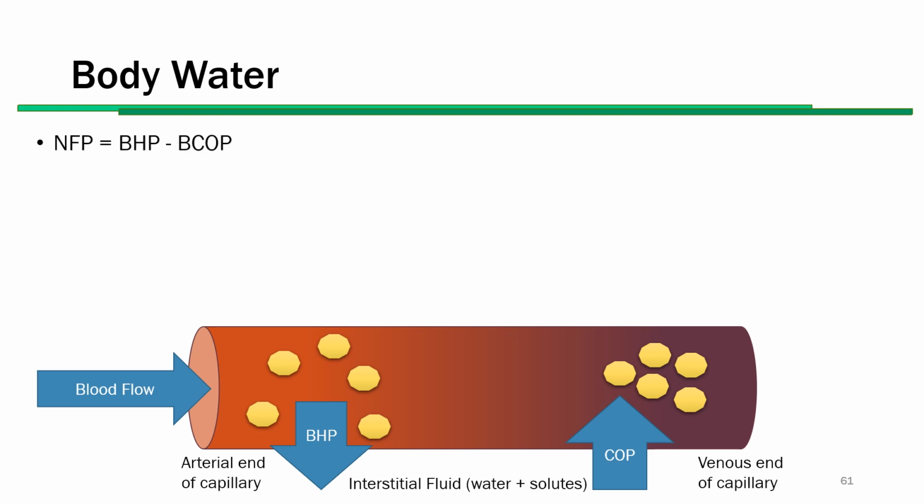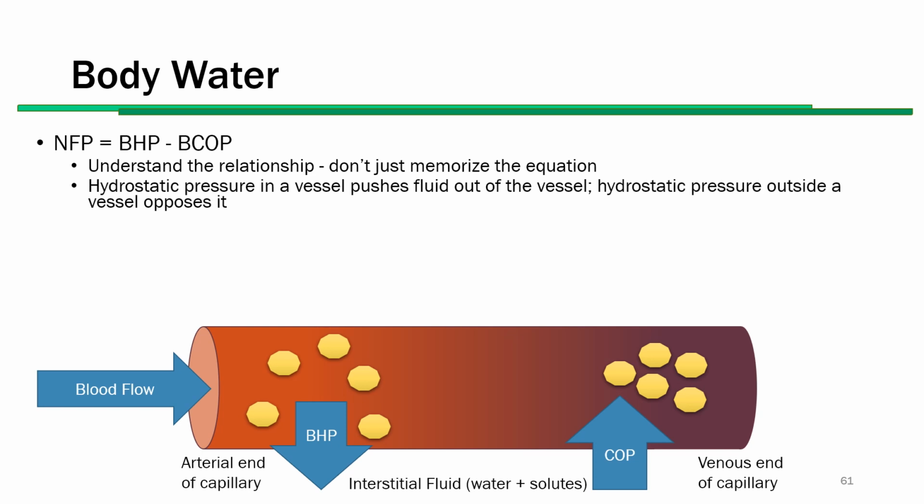So the net filtration pressure is a balance between our blood hydrostatic pressure and our blood colloid osmotic pressure. Understand the relationship between these. Don't just memorize the equation, because to understand the kidney later on, and part of the cardiovascular system, you have to understand this relationship. Hydrostatic pressure in a vessel is the volume pressure. So it's the fluid, not these proteins, but the fluid. How much fluid pressure is pushing that filtration outward. Now there is hydrostatic pressure out here opposing that, but not very much usually. So just a little. This is kind of dominating.